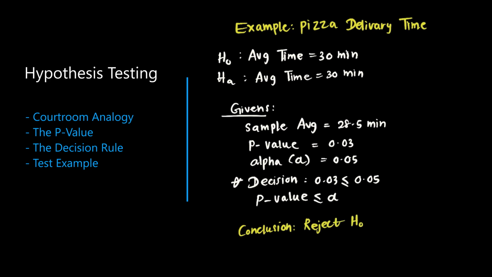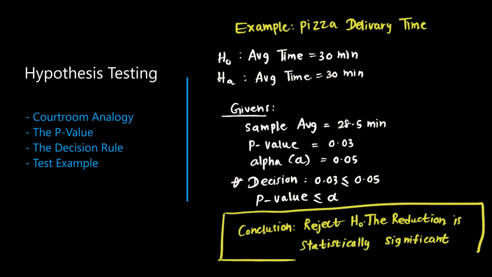We compare this to our alpha of 0.05. The p-value of 0.03 is less than 0.05. The p is low, so the null must go. We reject the null hypothesis. We conclude that the new recipe leads to a statistically significant reduction in delivery time.